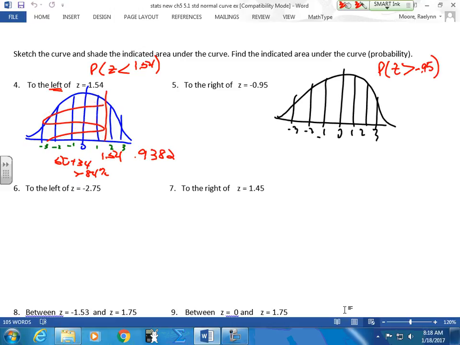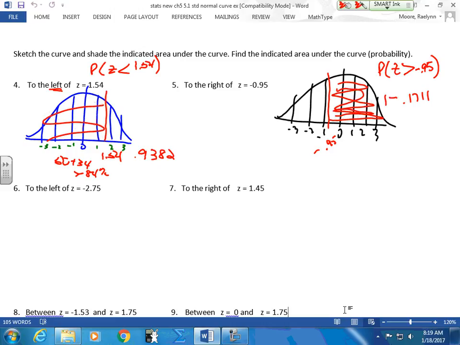So, between which two integers do I find negative 0.95? 0 and negative 1. Probably real close to the negative 1, right? Negative 0.95. I want to the right. Ballpark. Should my answer be greater than 50 or less than 50? According to my graph, greater than 50. Aren't I more than half of this curve shaded in? When I look this guy up, negative 0.95, I get only 0.1711. Could that be possible? No, so what do I have to do?